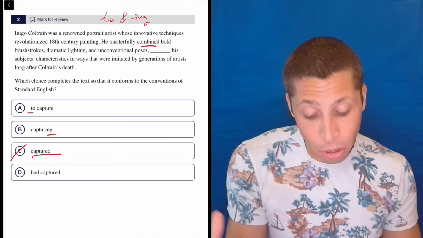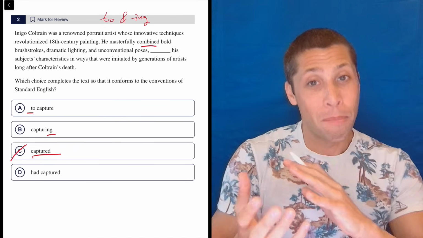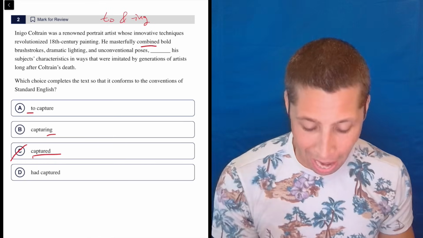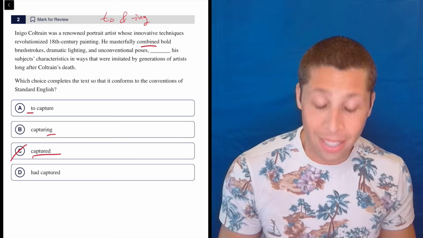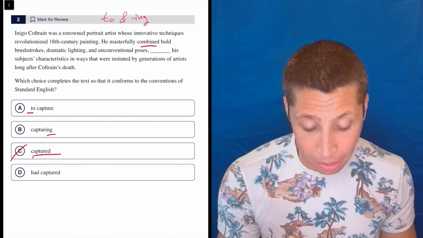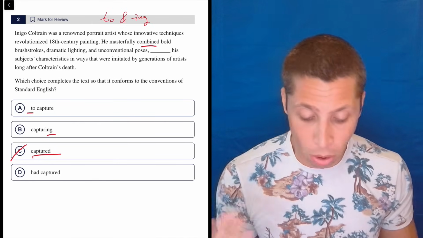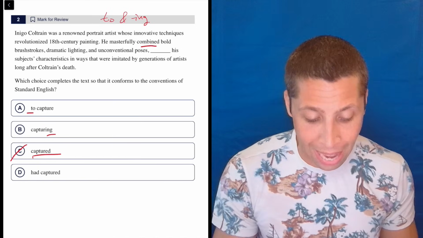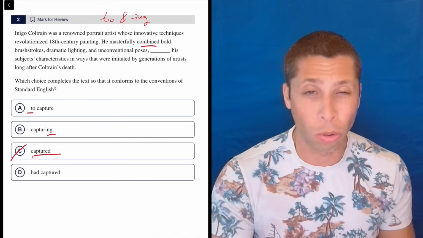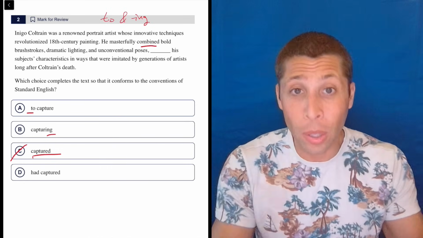I know that because that to and ing choice are there, and those matter because of what this rule is about. So we're not there yet, but the same thing is going to happen to D that happened to C, I think. We're going to hear that it's wrong, I hope, if we put in the blank. He masterfully combined bold brushstrokes, dramatic lighting, and unconventional poses, had captured his subject's characteristics in ways that were imitated by generations of artists long after Coltrane's death. Just doesn't sound like a sentence. So hopefully you hear that.